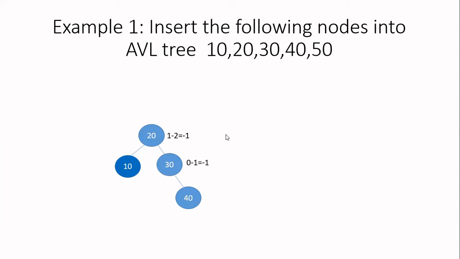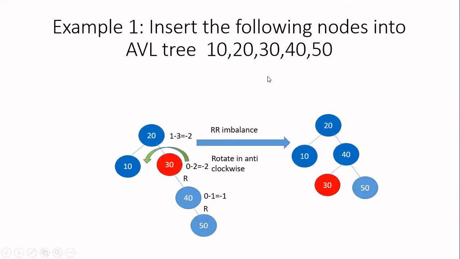So I'm going to take the next node, that is 50. I'm going to insert it. First, 50 is greater than 20. So I'm going to the right subtree, comparing with 30. 50 is greater than 30. Go to the right subtree, compare with 40. 50 is greater than 40. So I have inserted 50 here.